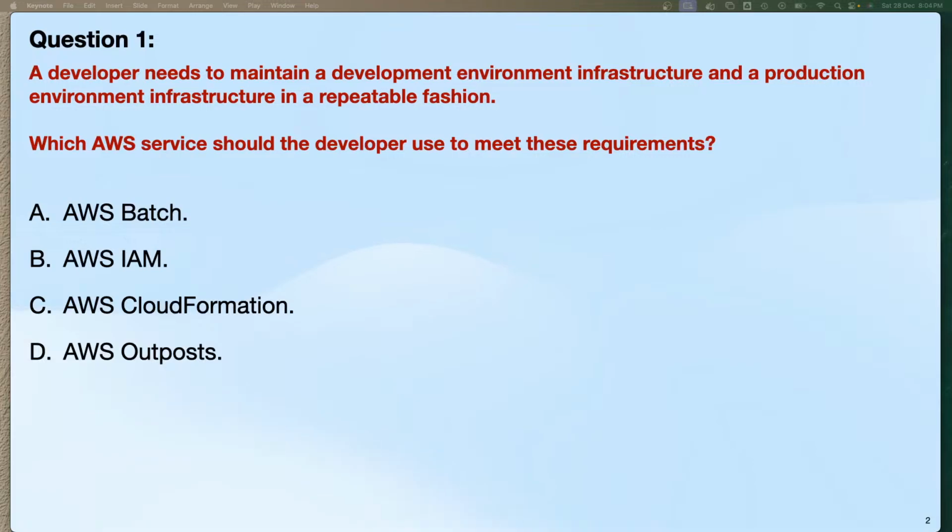And just to let you know, AWS Outposts is to deploy AWS services on-premises. Even though we run some AWS services on the cloud, if you want similar services on on-premises hardware infrastructure, we can use AWS Outposts. This is the AWS service which gives that capability. So the answer here is C, AWS CloudFormation.